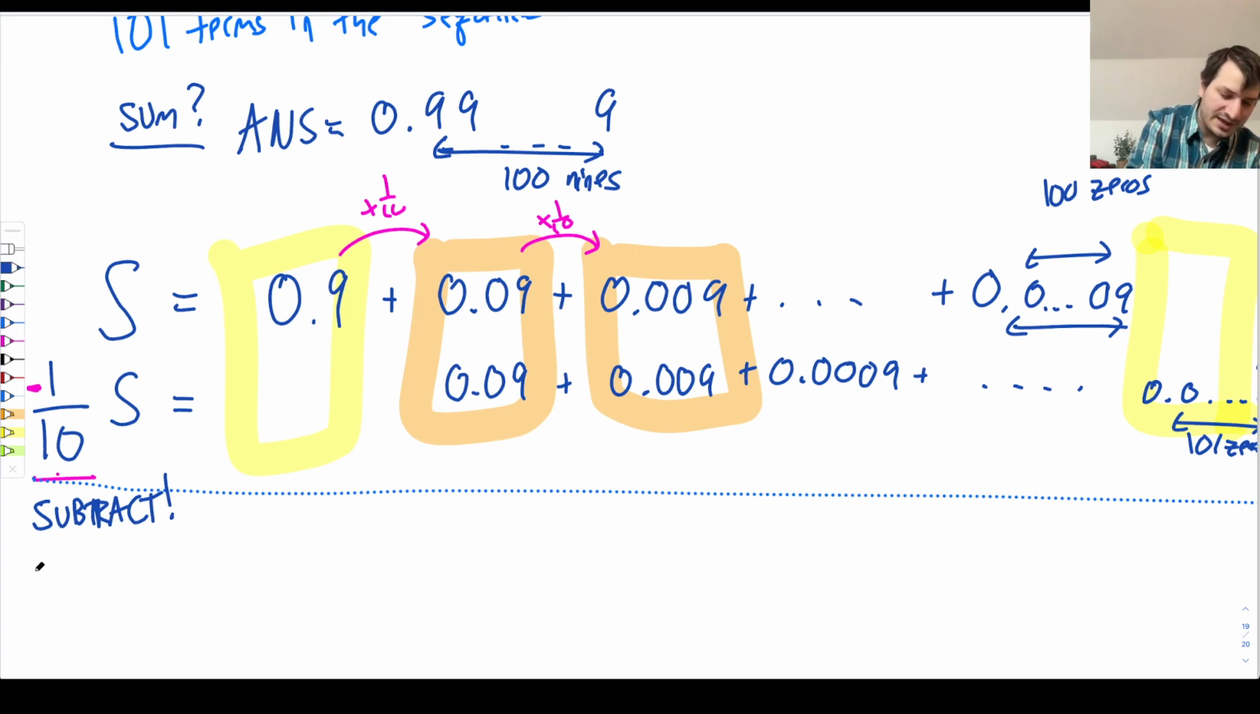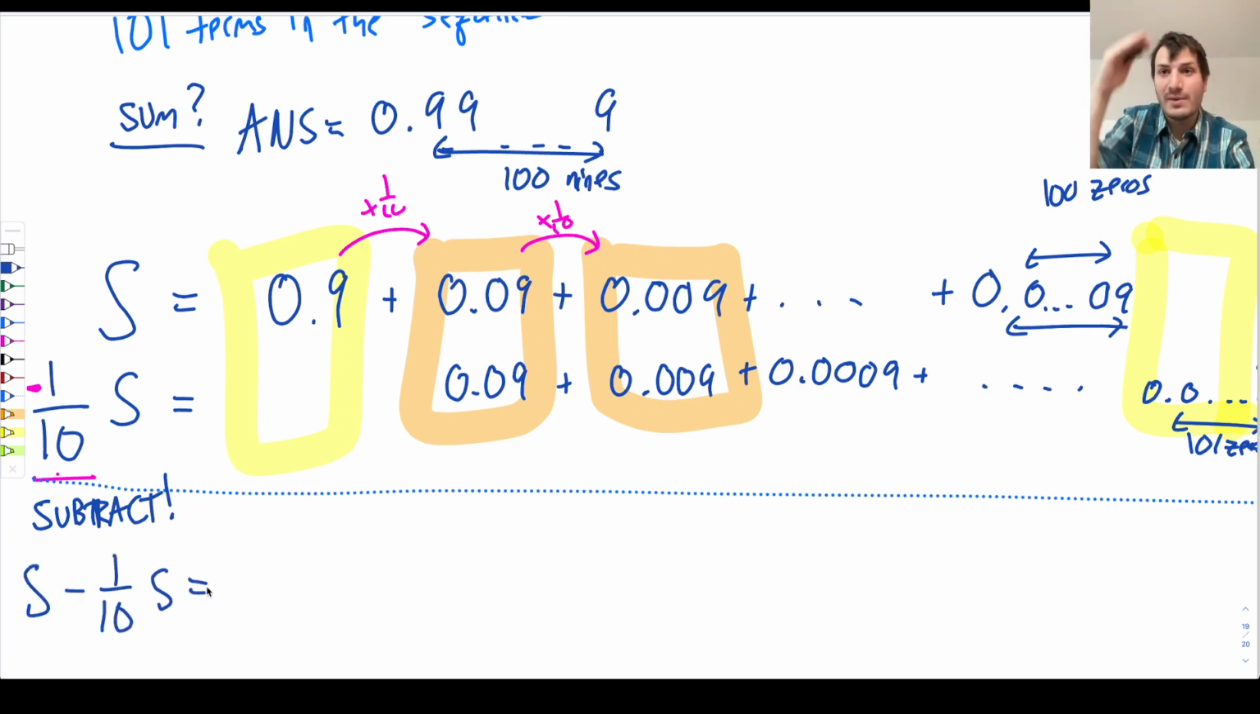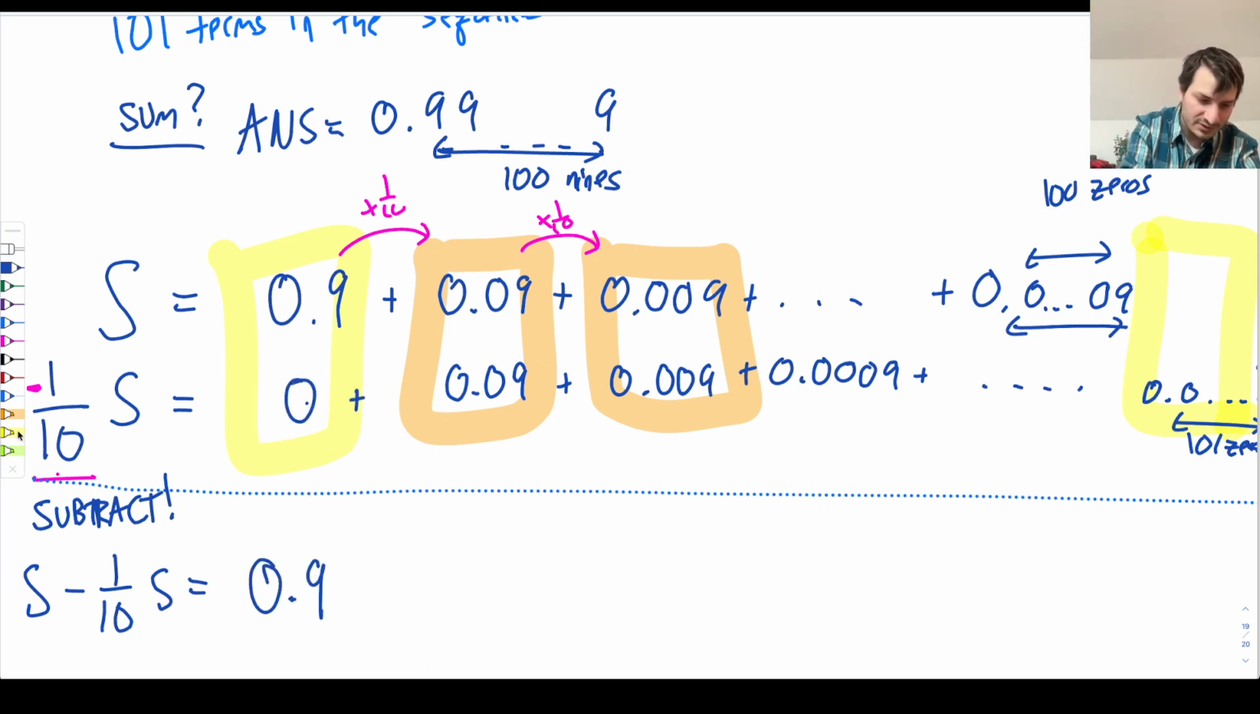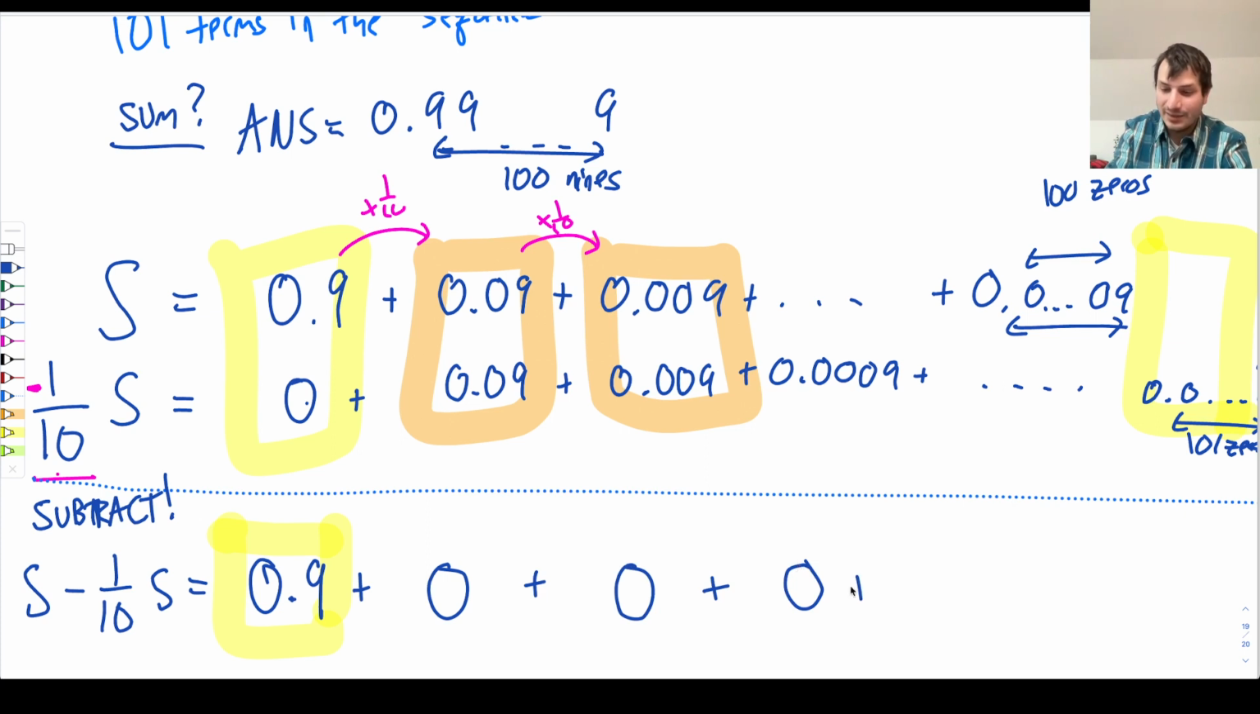So on the left-hand side, it says s minus 1/10 s. First one minus the second one, s minus 1/10 s. What does it say on this side of the equation? Well, 0.9 minus 0, right? There's a 0 here. 0.9 minus 0 is 0.9. That's the first column, some kind of funny exception. But the second column, 0.09 minus 0.09 is 0, right? Same number. And the third number is 0. And the fourth number will be 0. And the fifth number will be 0.